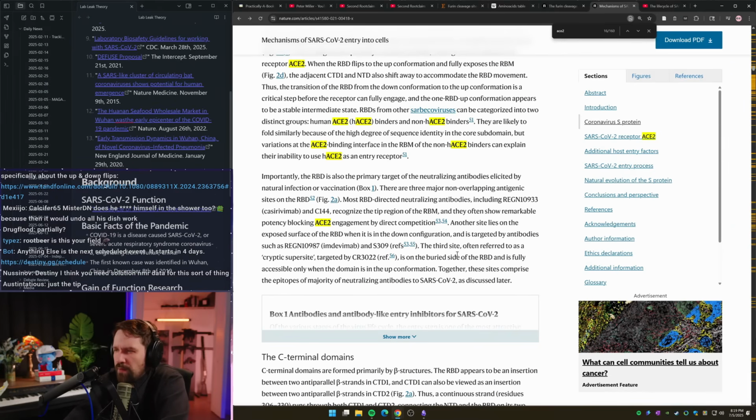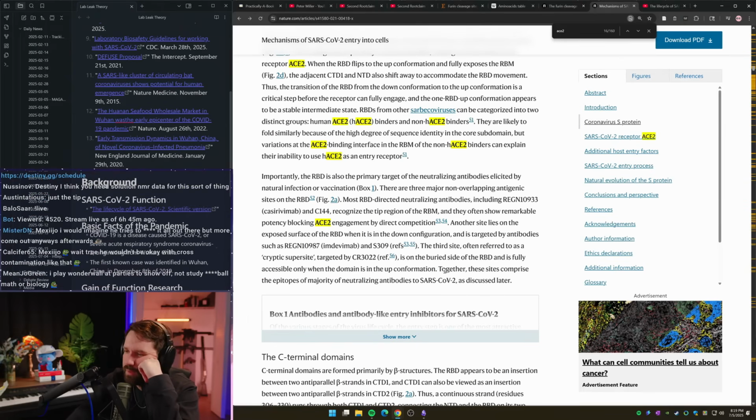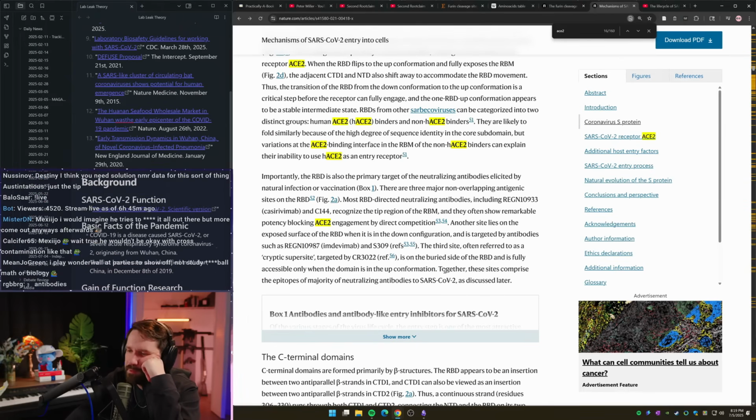The third site, often referred to as a cryptic supersite targeted by CR3022, is on the buried side of the RBD and is fully accessible only when the domain is in the up conformation. Together, these sites comprise the epitopes of the majority of neutralizing antibodies to SARS-CoV-2, as discussed later.